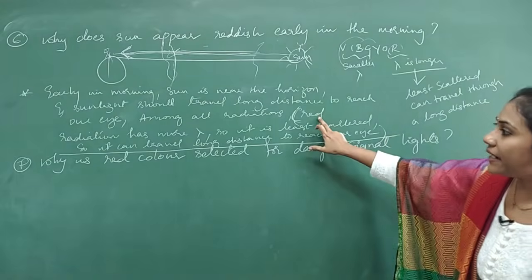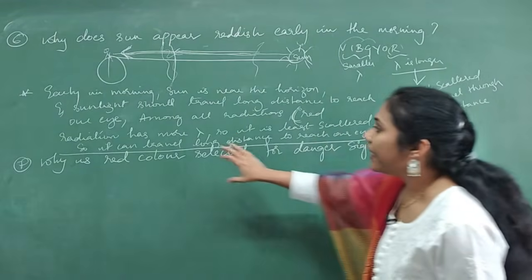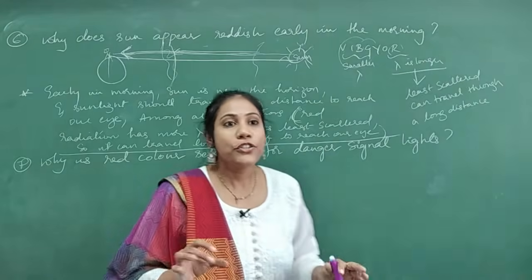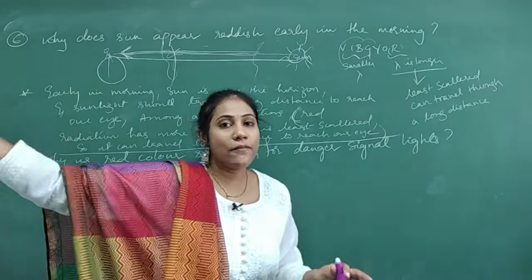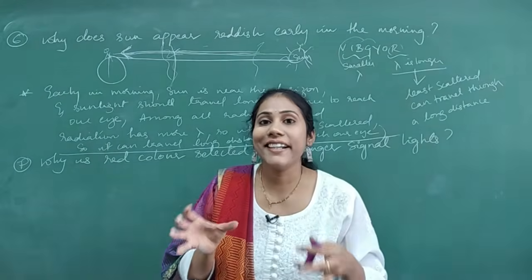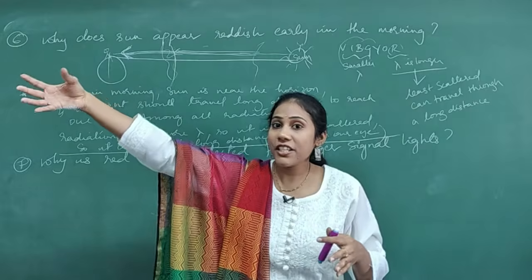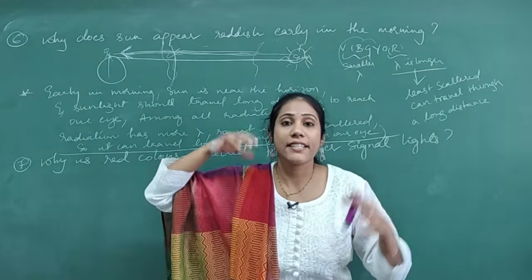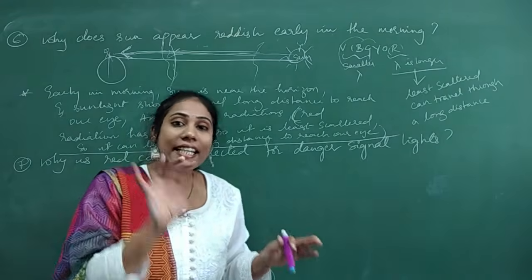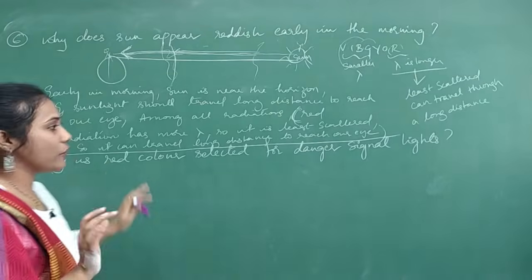From here you can write. Red radiation has more lambda, so it is least scattered. It can travel long distances to reach our eye. So even if red radiation is somewhere very far, you can see that red radiation from your eye very nicely, because the red radiation travels longer distances. It has more wavelength, so it will scatter very less in the atmosphere. Okay, so that is the answer for this question.